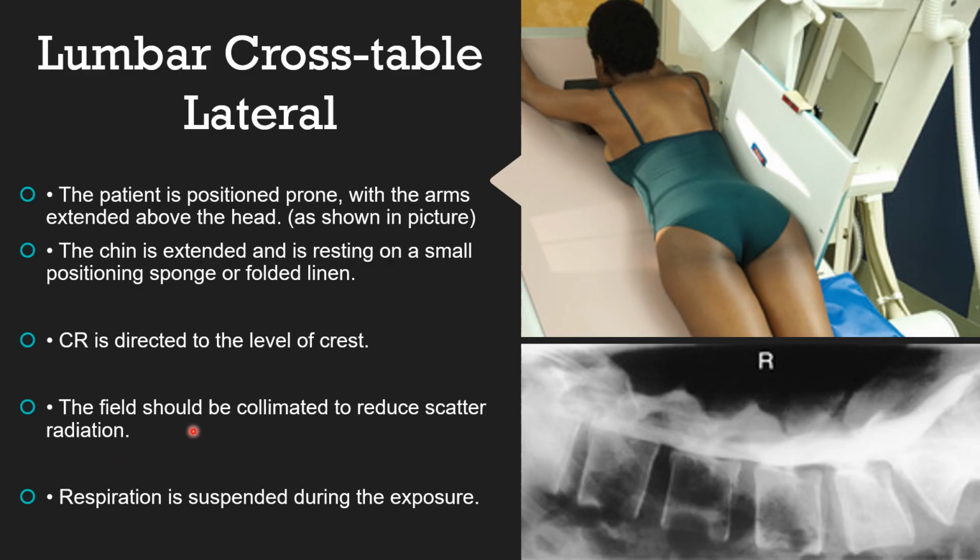The field should be collimated to reduce scatter radiation. Respiration is suspended during the exposure. So at the level of the crest, you can kind of see where the crests are right here. And again, L3, L4. So if you're between L3, L4, then you're okay there too. Again, it's a right lateral. So right marker on the board, closest to the image receptor.